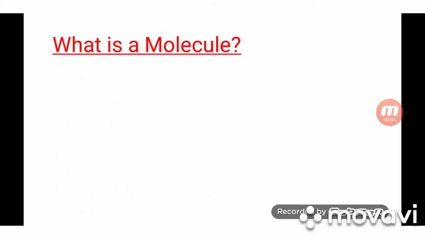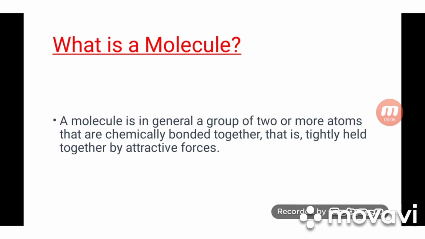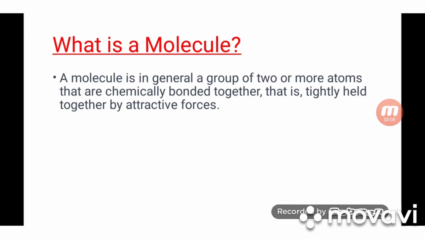Let us now discuss what a molecule is. A molecule is in general a group of two or more atoms that are chemically bonded together, that is, tightly held together by attractive forces. We just discussed how atoms of most of the elements are not able to exist independently and they aggregate to form ions and molecules. Therefore, a molecule is a group of two or more atoms which are chemically bonded together, that is, held together by attractive forces.